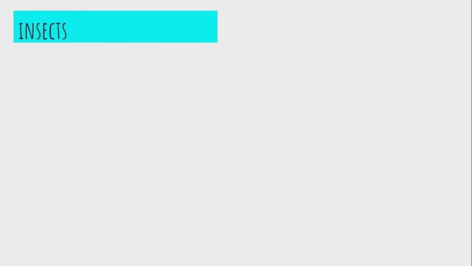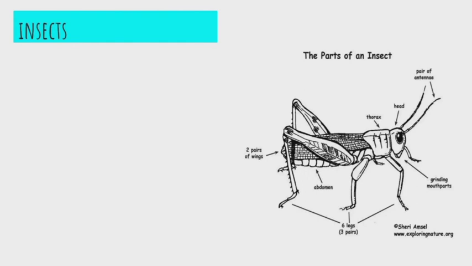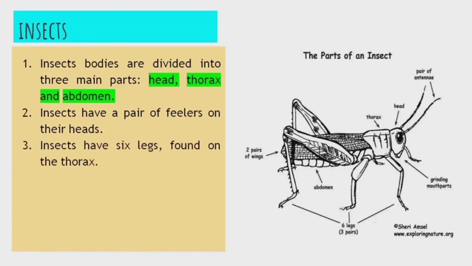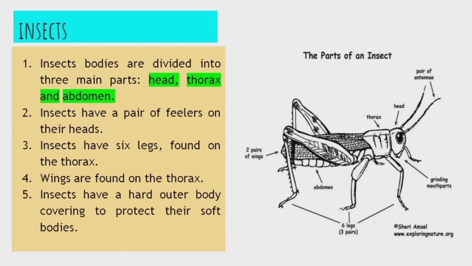Now let's discuss insects. The common characteristics of insects are: insects' bodies are divided into three main parts: head, this is the head, thorax, and abdomen. And insects have a pair of feelers on their head. This is the pair of feelers. Insects have six legs found on the thorax. Wings are found on the thorax. These are the wings on the thorax part. And insects have a hard outer body covering to protect their soft bodies. And they also lay eggs.